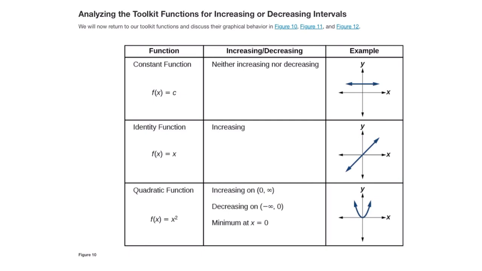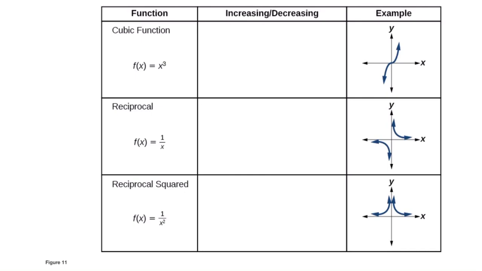And we have a minimum value at the origin when x is 0. Okay. So for the cubic function, as we trace it from the left to the right, it's always increasing over the entire reals. The reciprocal function, as we trace it from the left to the right, is always decreasing. And I don't think there's any max or any min.